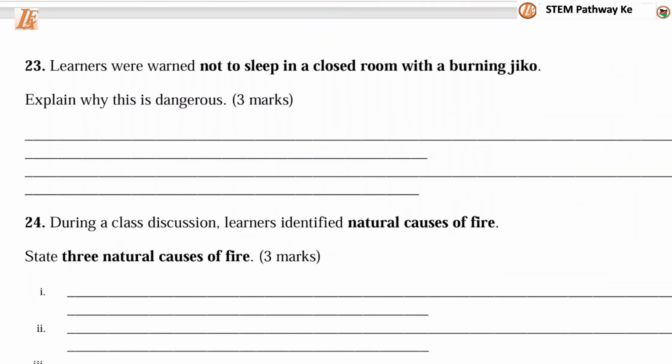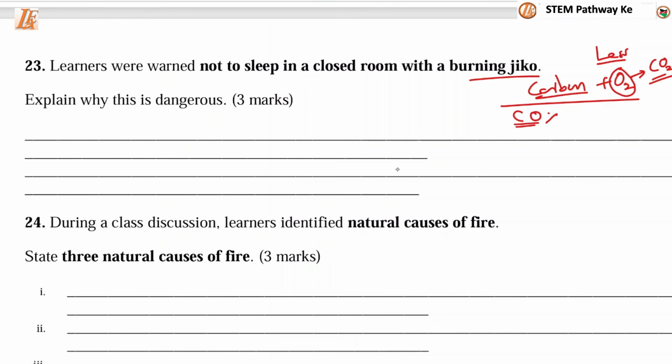Question 23. Learners were warned not to sleep in a closed room with a burning jiko. Explain. In this case, remember, a burning jiko uses carbon as fuel. For carbon to burn completely, it needs oxygen so that it forms carbon dioxide, which is safe. But when you have a closed room, oxygen is less. And if you have less oxygen, it means carbon cannot burn completely. And if carbon cannot burn completely, it will form carbon monoxide, which is CO.